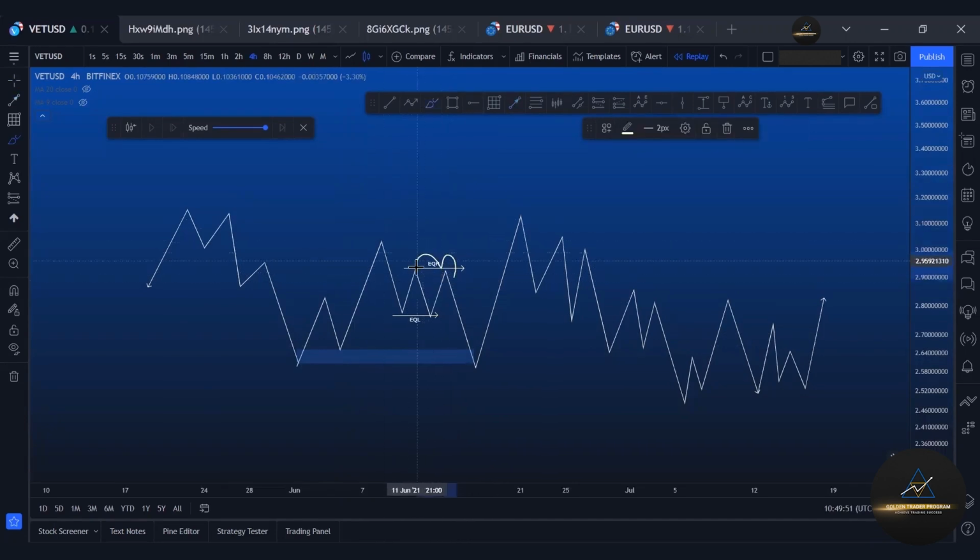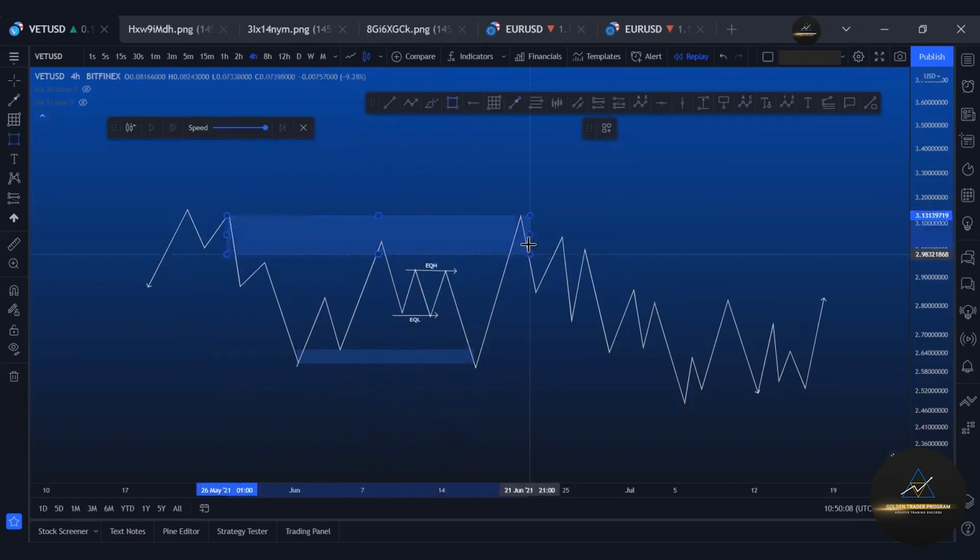You jump the equal highs, then you go to the previous structure and you do your zone from here to the previous structure there. So let's actually draw our zone. Our zone will be from there, and there we have a nice rejection. So this is how the market moves.